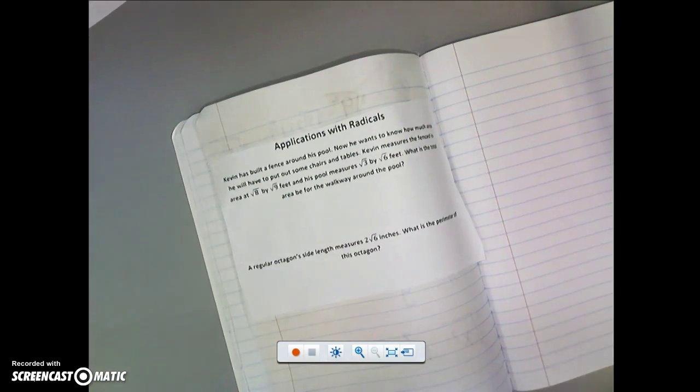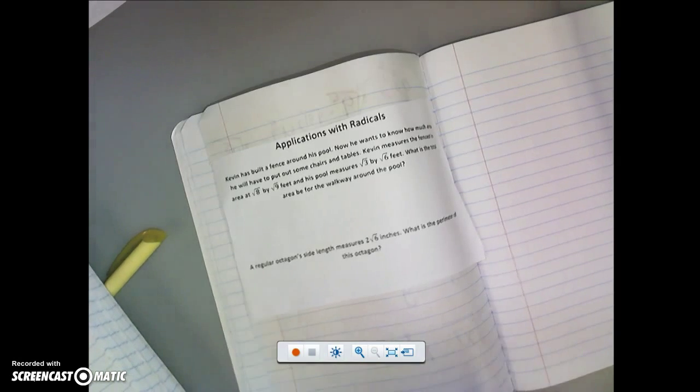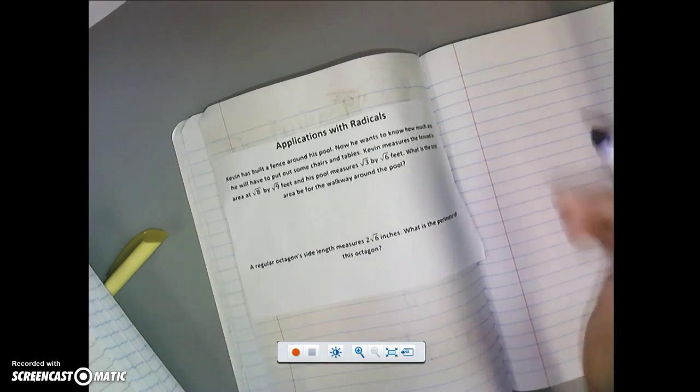is our applications with our radicals. Okay, so, little word problems. So much fun. All right, the biggest thing is you have to remember perimeter and area and what that means. All right, so here we go.